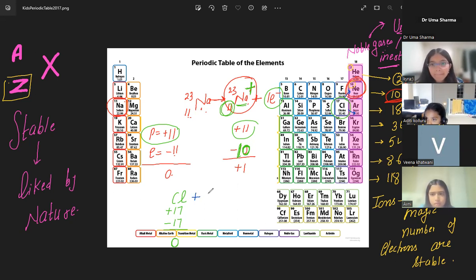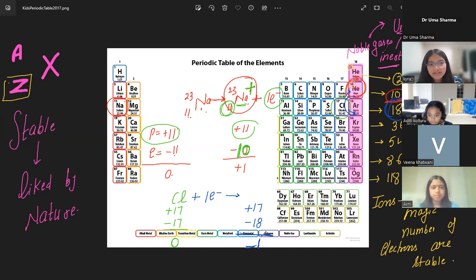No, it can do only one of them, either lose or gain. What do you think? What can it do? Gain. Gain, yes. Because now the protons are still 17, but after gaining electrons it is 18 electrons, right? 18 like argon, 18 magic number. So what is the net charge?